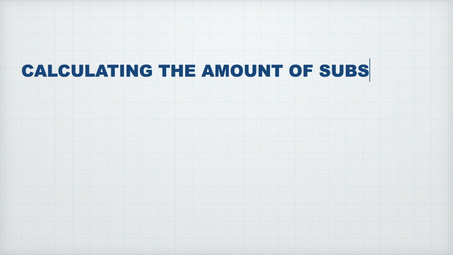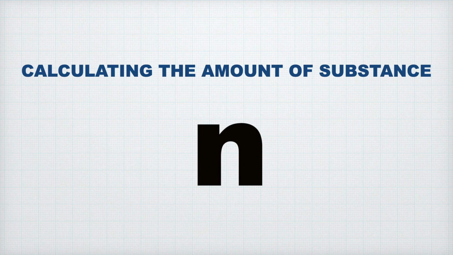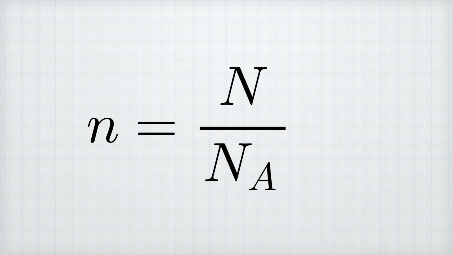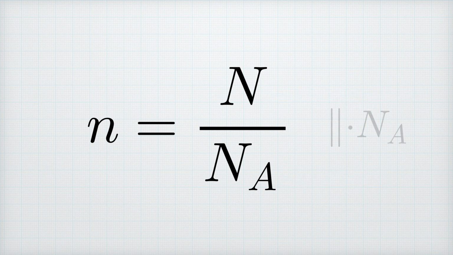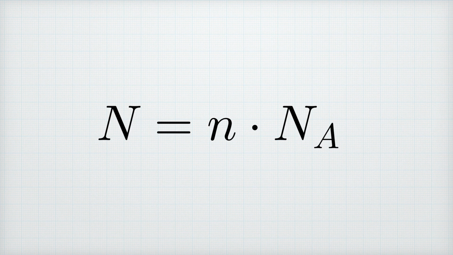In this video, we are going to take a look at some basic examples of amount of substance calculations. So, for starters, we can calculate the amount of substance n with this formula: the number of elementary entities divided by the Avogadro constant. And also, solve for the amount of particles if we know the amount of substance.